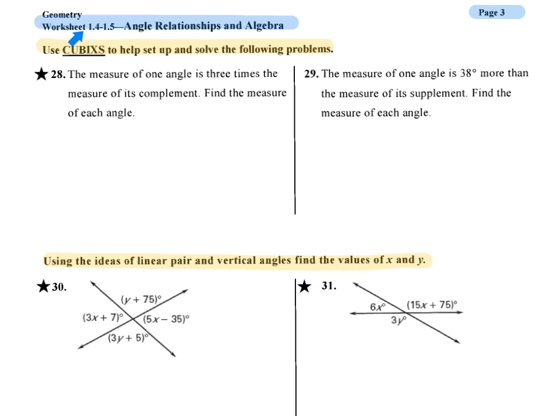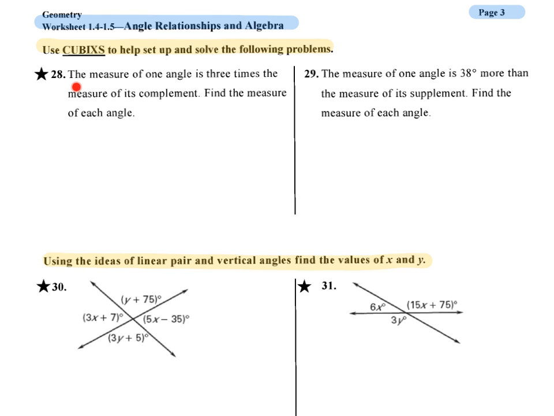All right, gang, we're working on worksheet 1.4, 1.5, angle relationships in algebra. We're going to be on page 3 here. We have 3 questions that we're going to do here on page 3. The first question says that we should use CUBIXS to help set up and solve the following problem. So we're going to read what we have here and use our CUBIXS strategy.